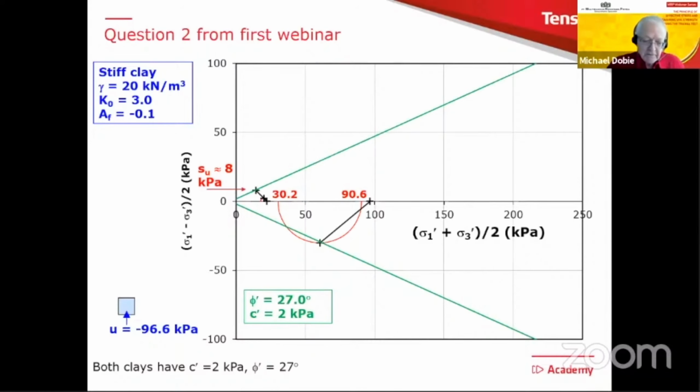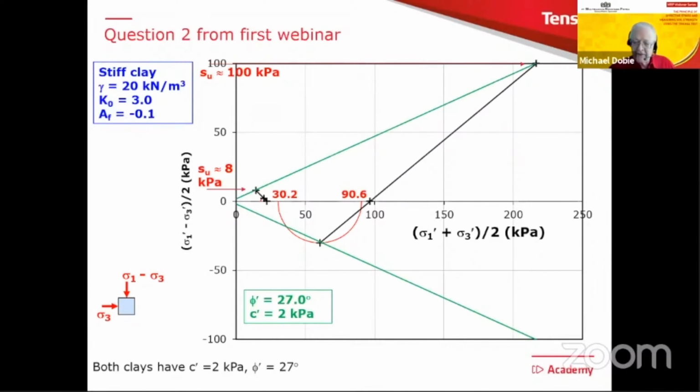We then put it into our UU triaxial test with sigma 3, and then we apply the deviator stress. And it carries on that same path. I said the real one wouldn't be a straight line, but we're just assuming a constant AF. On average, it would be something like that until it hits the green line, which is taking place at about 100 kilopascals. So that is the undrained shear strength of the London clay.